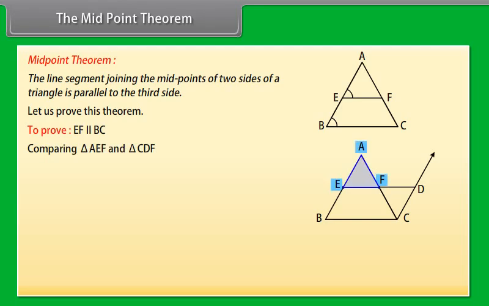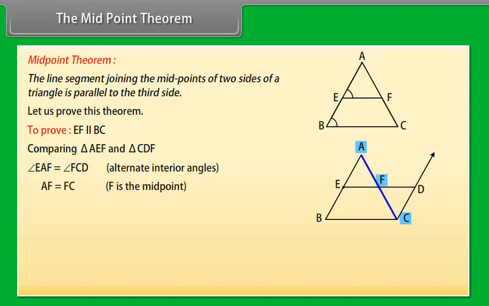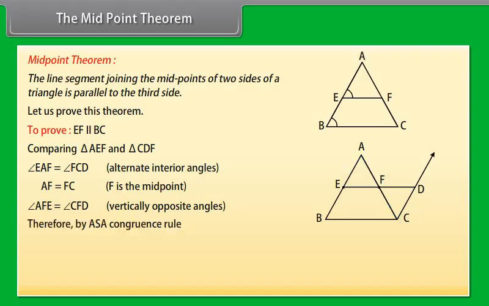Comparing triangle AEF and triangle CDF, angle EAF is equal to angle FCD because these are alternate interior angles. AF is equal to FC because F is the midpoint, and angle AFE is equal to angle CFD because these are vertically opposite angles. Therefore, by ASA congruence rule, triangle AEF is congruent to triangle CDF. So, EF is equal to DF and AE is equal to DC by CPCT.